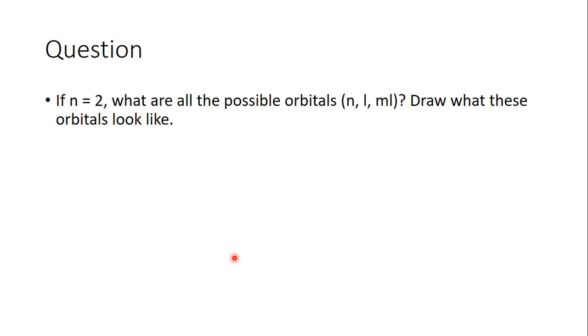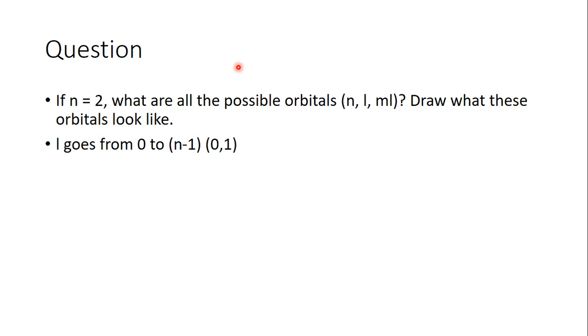Okay, so let's try and do some hands-on activities with orbitals. Let's say you have an orbital that is n equals 2. What orbitals can you have from these n, L, and m sub L values? And for these, draw what they look like. So go back to the previous slides, see if you can figure this out, do a little bit of drawing, and come back when you have an answer.